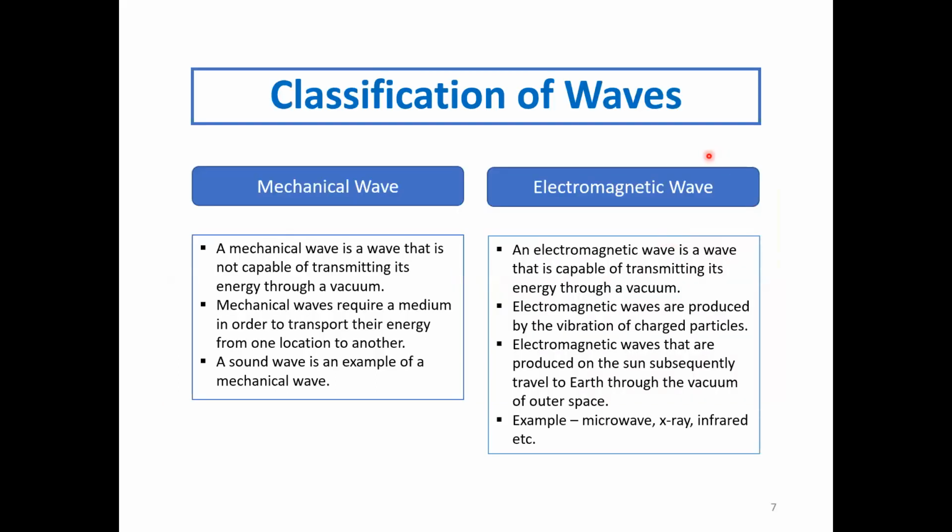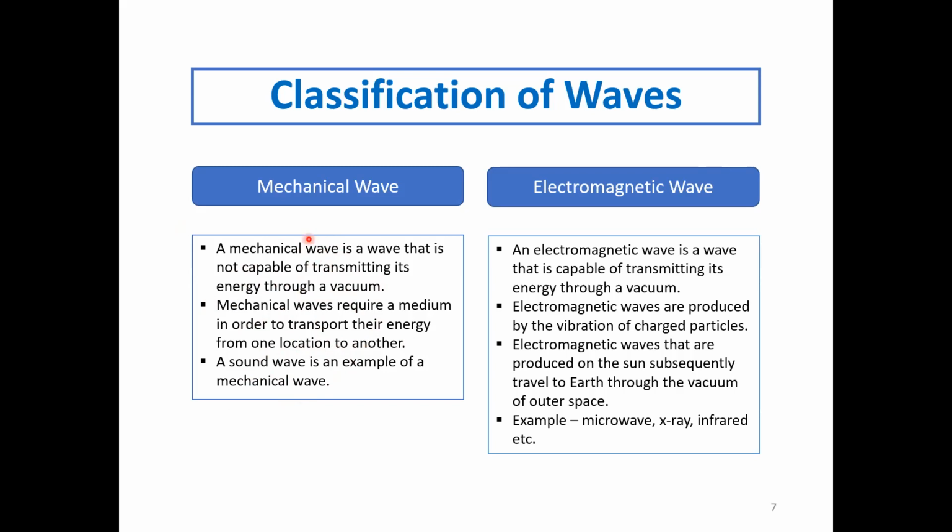And classification of waves. There are two kinds of waves: the mechanical wave and the electromagnetic wave. What is the mechanical wave? A mechanical wave is a wave that is not capable of transmitting its energy through a vacuum. So a mechanical wave cannot transmit energy through a vacuum. Mechanical waves require a medium in order to transport their energy from one location to another. A sound wave is an example of a mechanical wave.